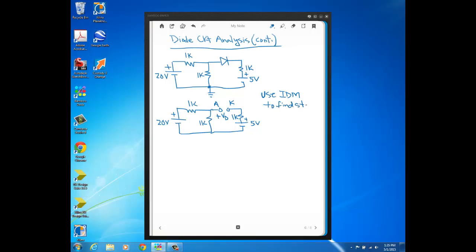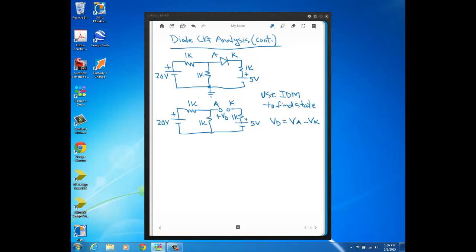Okay, so again, the state is whether it's forward bias or reverse bias. Here I've taken the circuit and redrawn it with everything the same, except we replace the diode symbol with an open. Remember, the arrow side is the anode, the line side is the cathode. So now VD, as before in the model, is defined as VA minus VK.